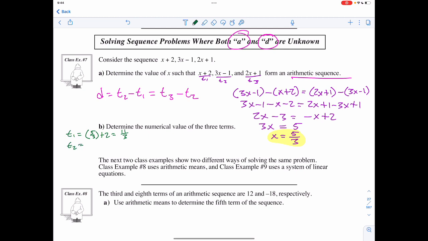Term 2 is going to be 3 times 5 over 3 minus 1, which is the same as 4. Term 3 is going to equal 2 times 5 over 3 plus 1, which is the same as 13 over 3.